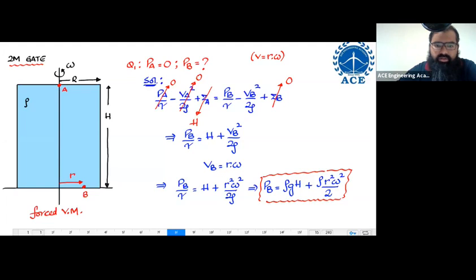Yes, very good. With respect to the axis, point A is having 0 radius.